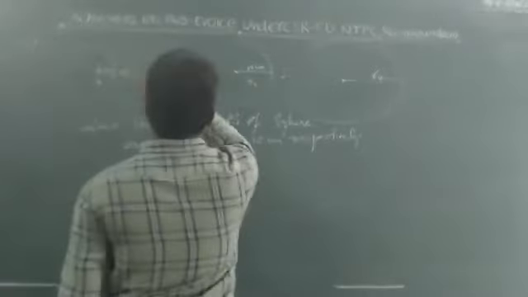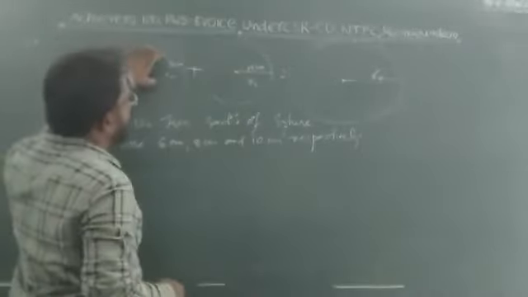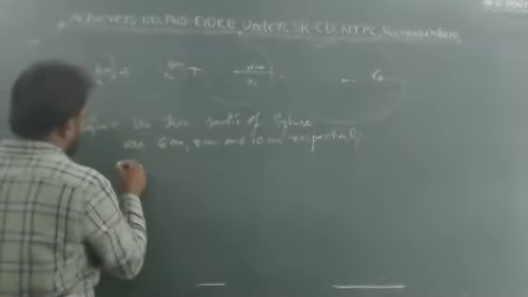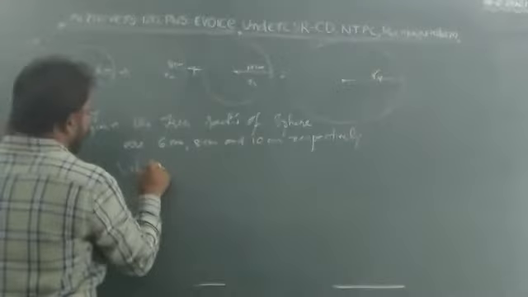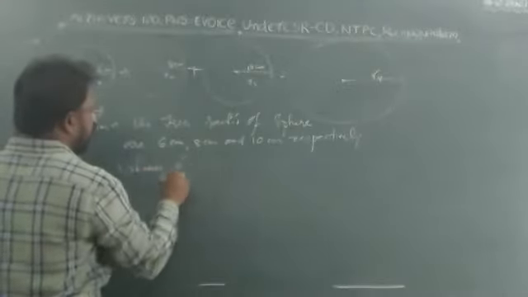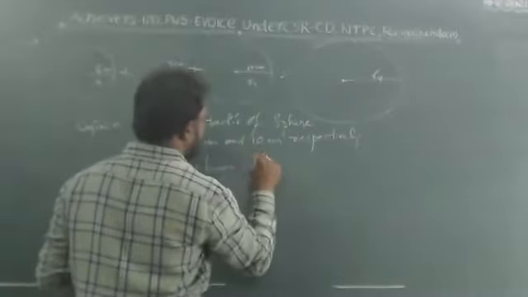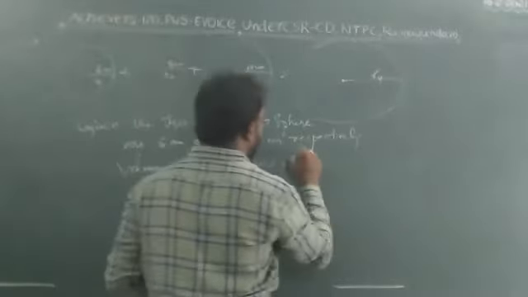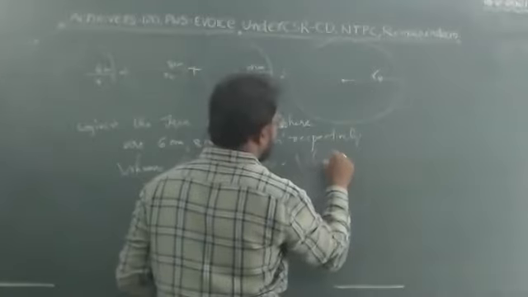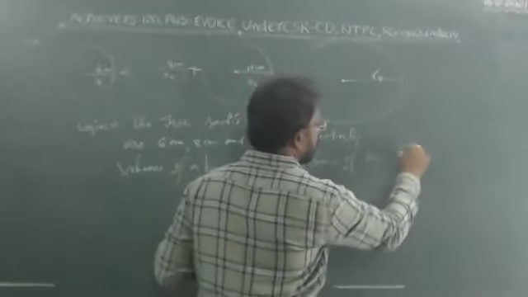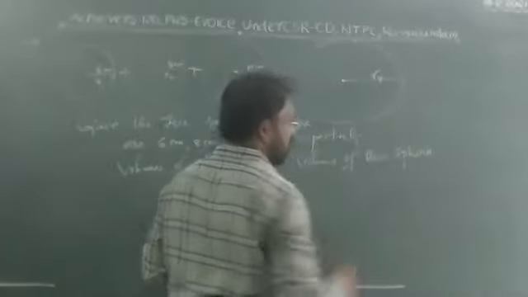Now see, the volume of the smaller one, volume of the middle one, volume of this one. Directly, you can do it like this: the volume of the larger sphere is equal to the volume of the three spheres.